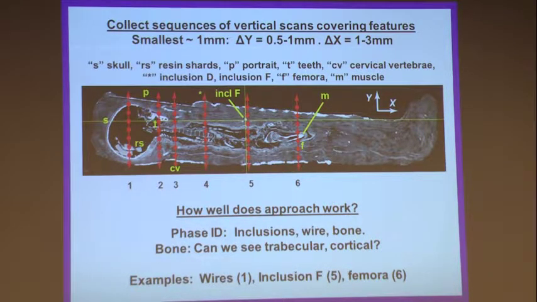So how well does the approach work? Remember, we're concentrating on the femur, inclusion F, and in this position here where we're looking for wires. So phase identification, can we identify what was there? Inclusions, wire, and bone. And can we see trabecular and cortical bone?